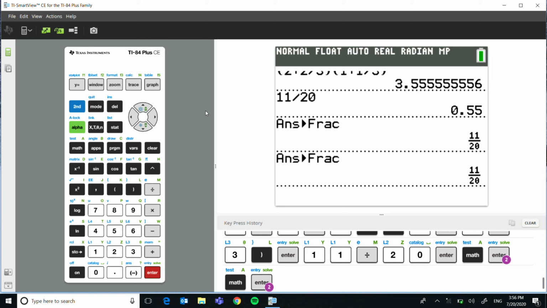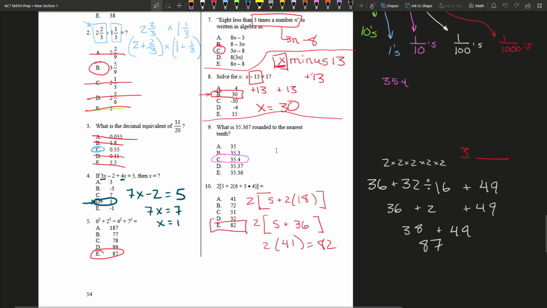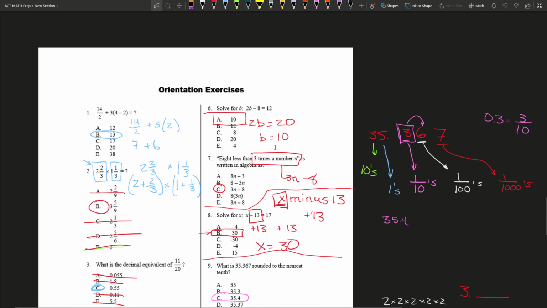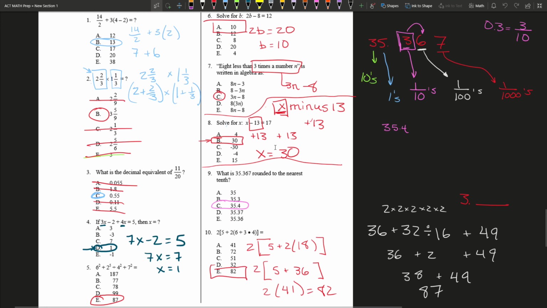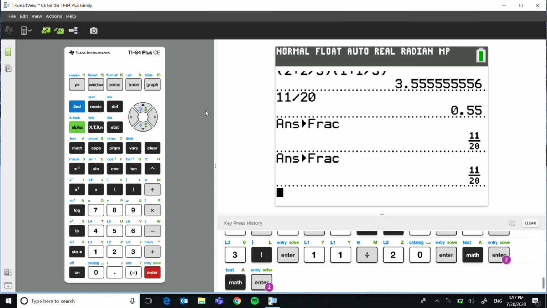Okay, so questions about that? All right. There's one other thing that I thought I wanted to go over. But I think that's about it. All right. I do want to go over a couple more things in the calculator, and then we'll call it.